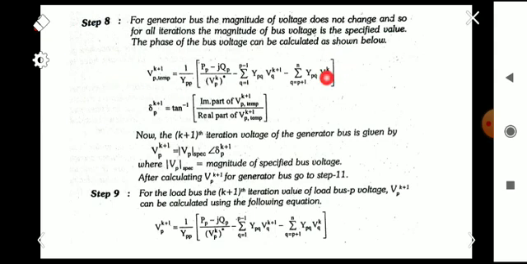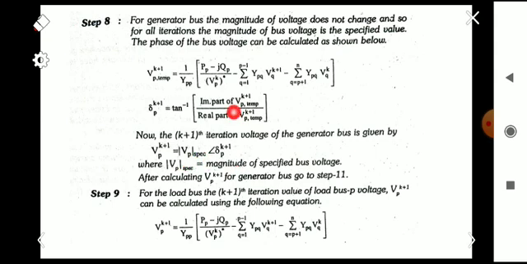A temporary equation, Vp temporary k plus 1, and from that we can find the values of delta, that is by taking the imaginary part. That is the tan inverse of the imaginary part of this one divided by the real part of this one, to find the actual value of delta. So this value of delta can be taken as the Vp^(k+1) value of delta. So Vp^(k+1) can be written as Vp specified, that is already given in the question, with angle delta p^(k+1).